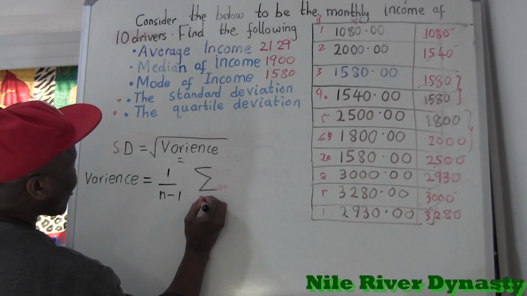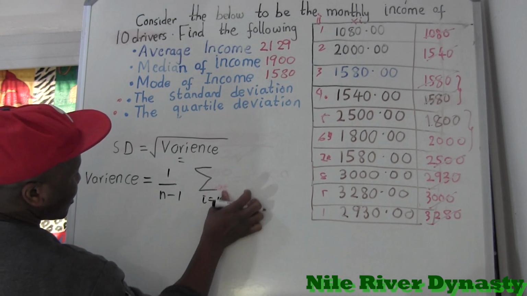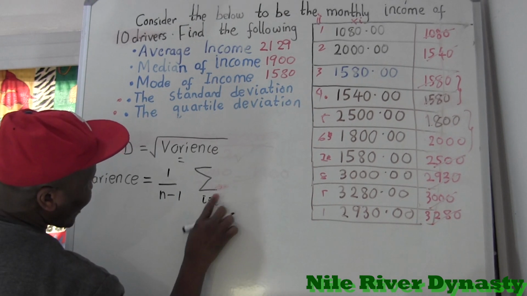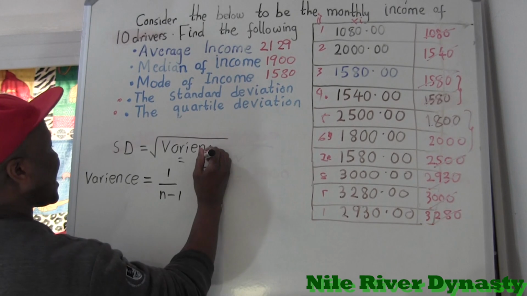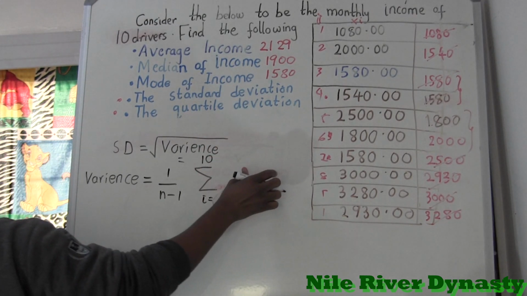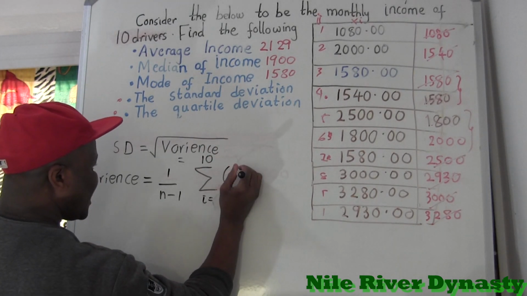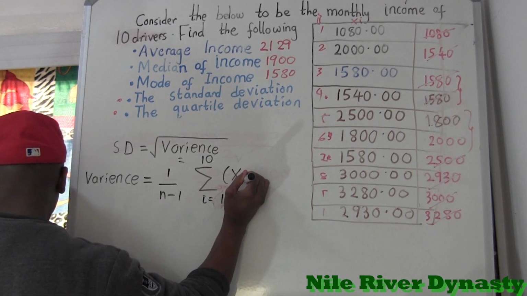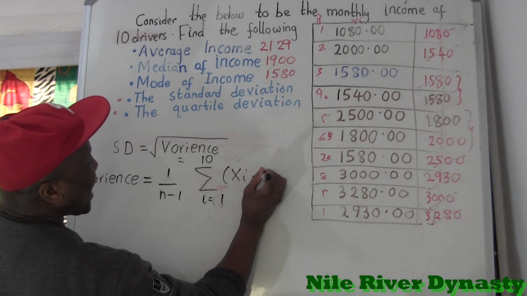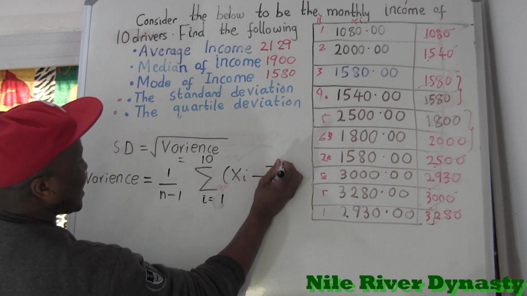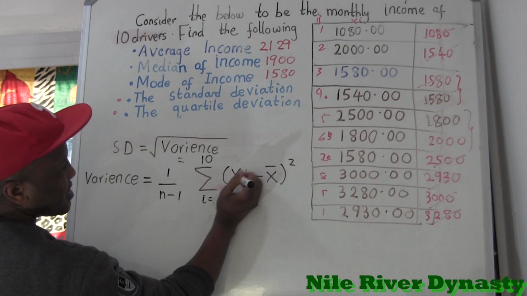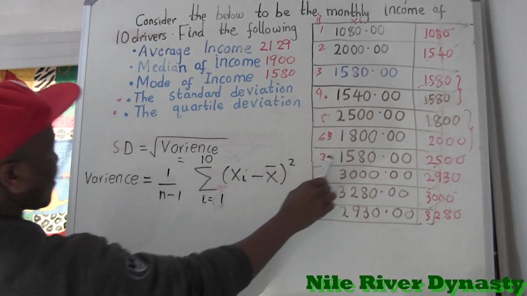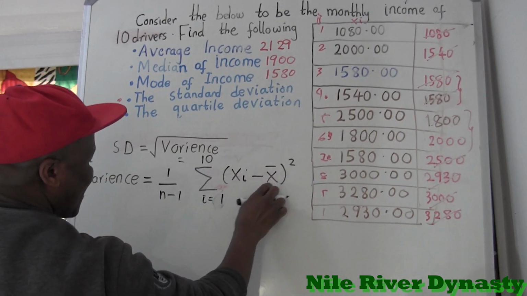The data start from i equal to 1 for this case, and then how many of them? 1, 2, 3, 4, 5 to 10. And then here you write your formula of standard deviation. It means you take your data minus the mean, and then you square. This represents this data here, xi, all of them, and each one you must subtract the mean from.